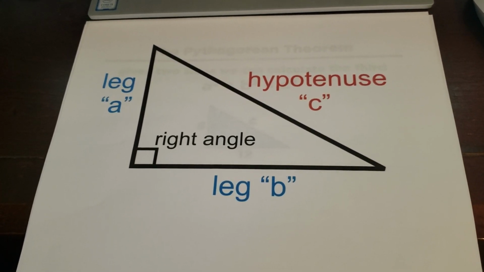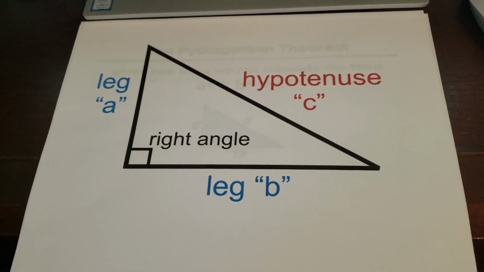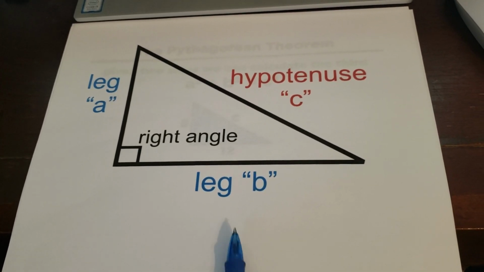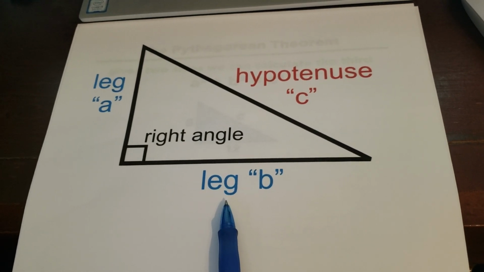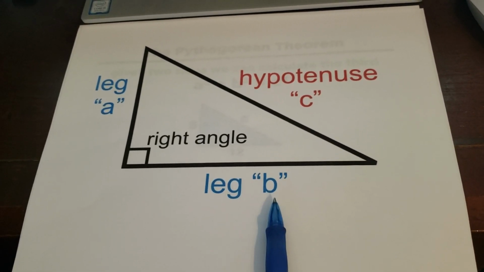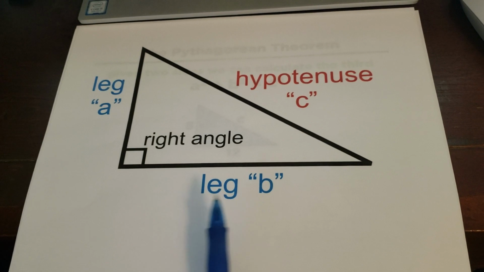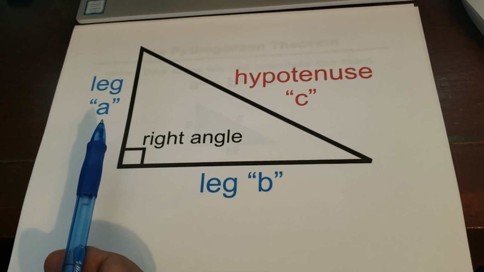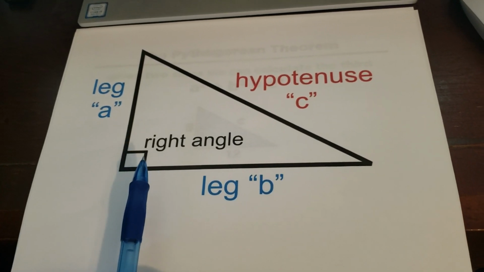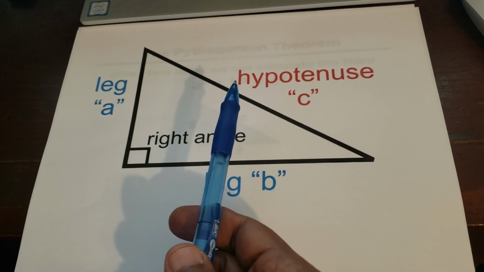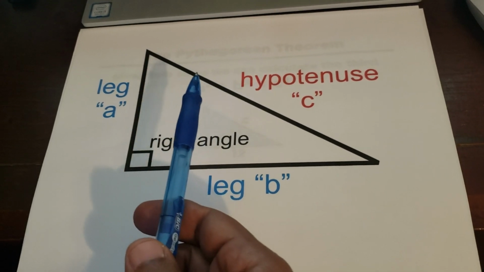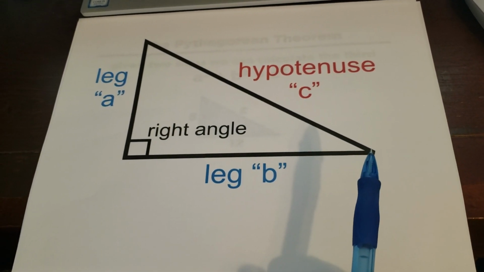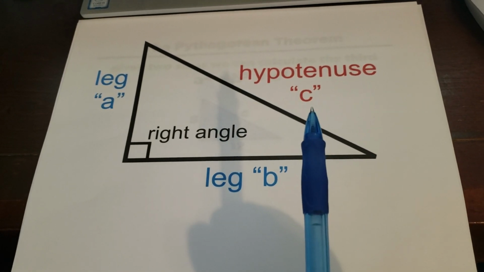Now, this figure shows you the different parts of the right triangle, how it's named. Over here you have a leg, and that's normally referred to as side B. Over here we have another leg, and that's referred to as side A. And opposite the right angle, we have the hypotenuse. The hypotenuse is always the longest side of any right triangle, and that's referred to as side C.